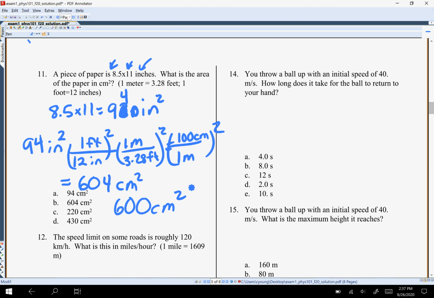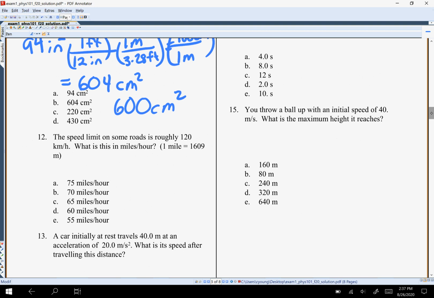Okay, and number 12. The speed limit on some roads is roughly 120 kilometers per hour. What is this in miles per hour? You need to convert that into miles per hour. 120 kilometers per hour. In 1 kilometer, there are 1,000 meters, and in 1 mile, there are 1,609 meters. If I do that, I get 120 times 1,000 divided by 1,609 is 75 miles per hour.